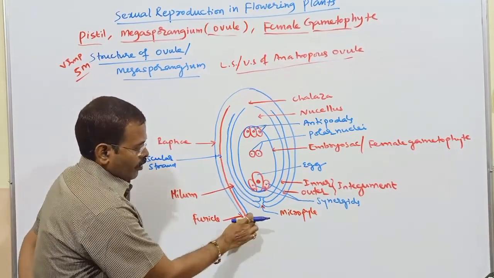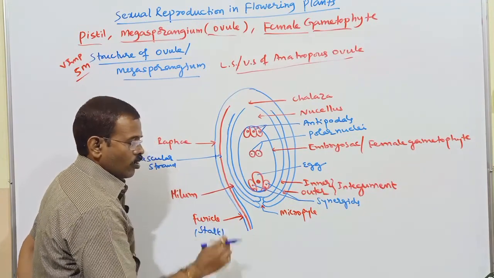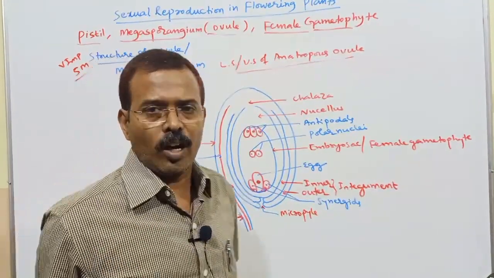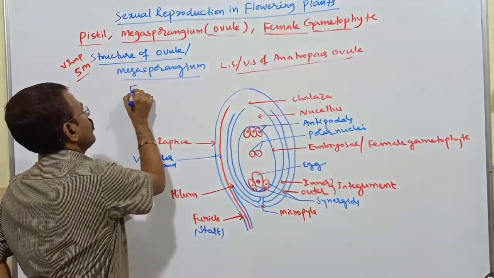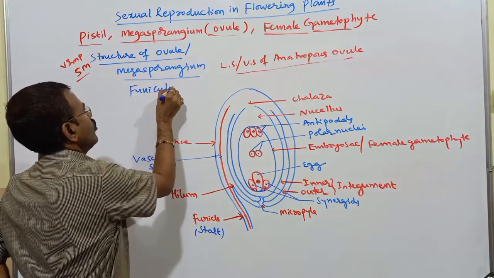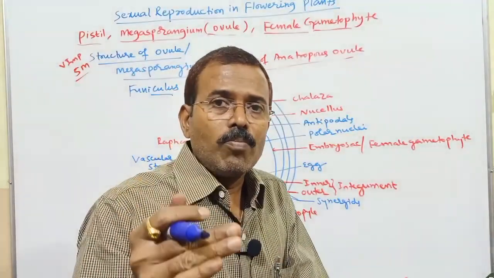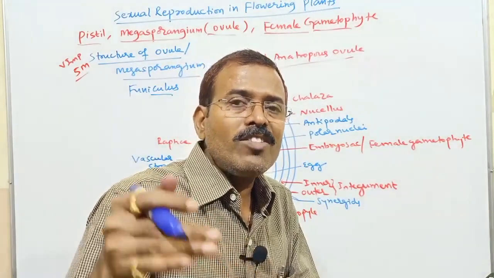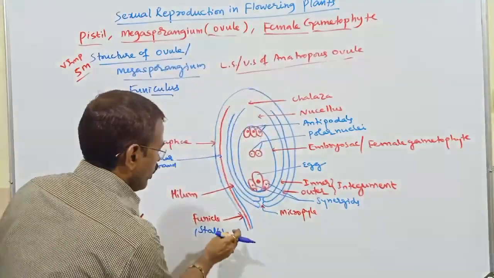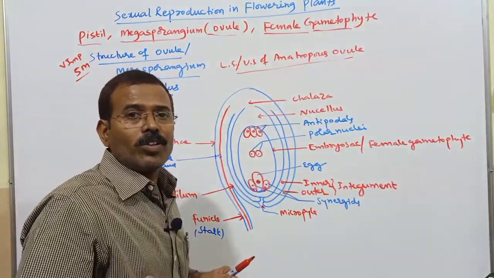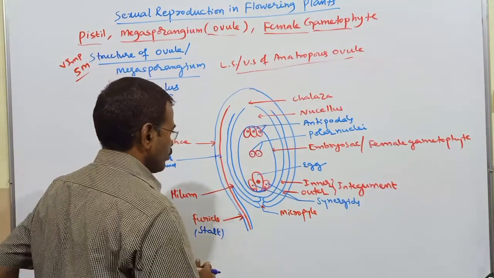Now, this is the stalk. The stalk of the ovule is known as funicle, or it is also called funiculus. With the help of this funicle, the ovule is attached to the placenta in the locule of the ovary.